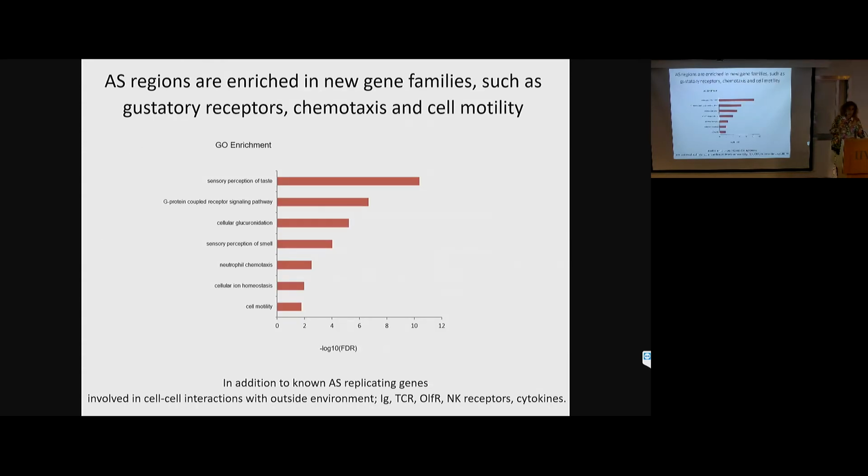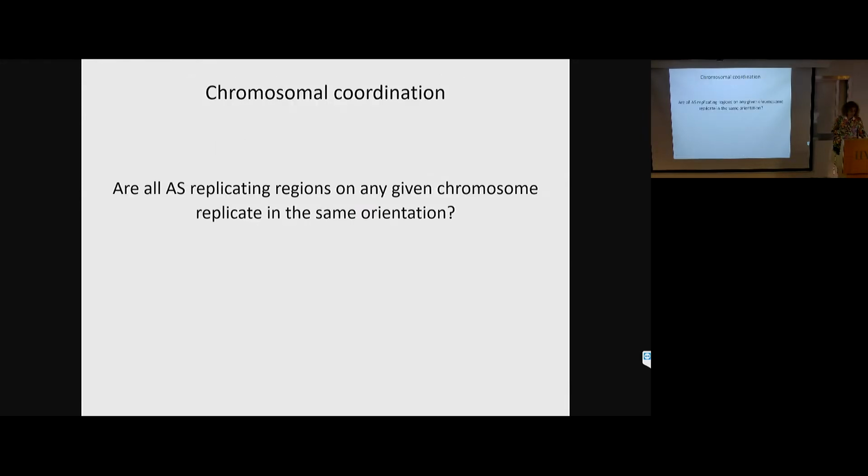In addition to asynchronous replicating regions that we know, like immunoglobulin, NK receptor, TCR, olfactory, we also saw sensory perception of taste, G protein coupled receptor signaling, sensory perception of smell, again, etc., and also chemotaxis and motility that no one has known before.